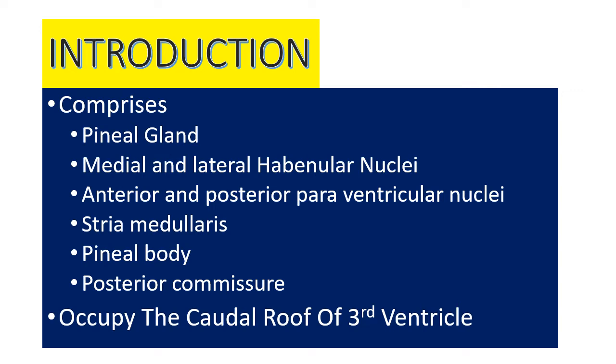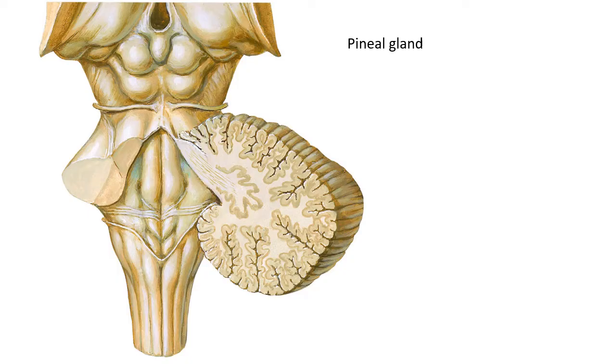So, what are the parts of the epithalamus? First, the pineal gland. Next, the medial and lateral habenular nuclei, and these nuclei are located in a triangular area called the habenular trigone. Then we will see the anterior and posterior paraventricular nuclei, striae medullaris, pineal body, and the posterior commissure. These occupy the caudal roof of the third ventricle. Let us see that. The first thing we are going to see is the pineal gland.